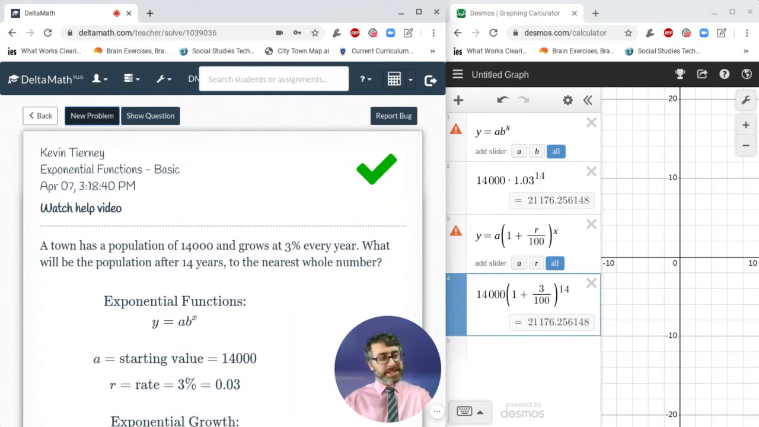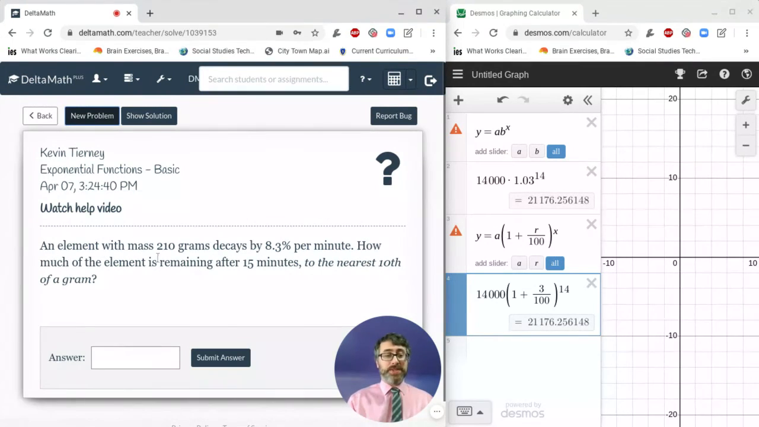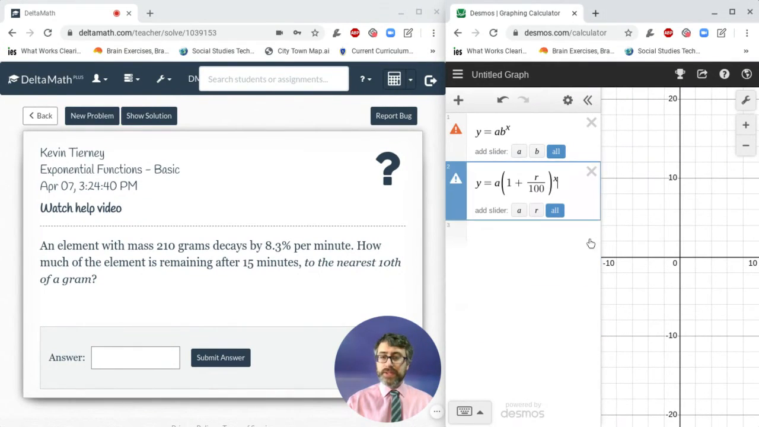Great. Let's see if we can do a problem that uses decay. An element with mass 210 grams decays by 8.3% per minute. How much of the element is remaining after 15 minutes to the nearest tenth of a gram? Let's do it. So we could use our first model, y equals AB to the x. Our A represents our starting amount, 210, and our B is the growth factor.